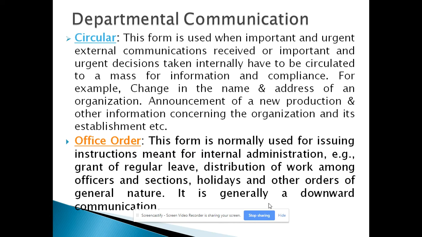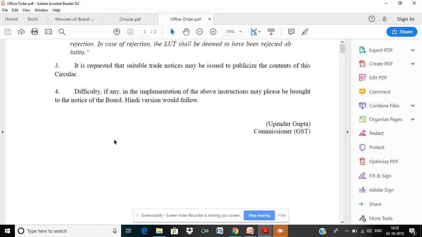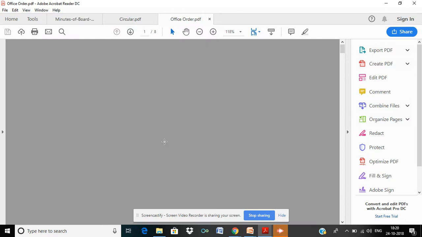Office order, this form is normally used for issuing instructions meant for internal administration, that is grant of regular leave, distribution of work among officers and sections, holidays and other orders of general nature. It is generally a downward communication. So we can see here the format of the office order as well.